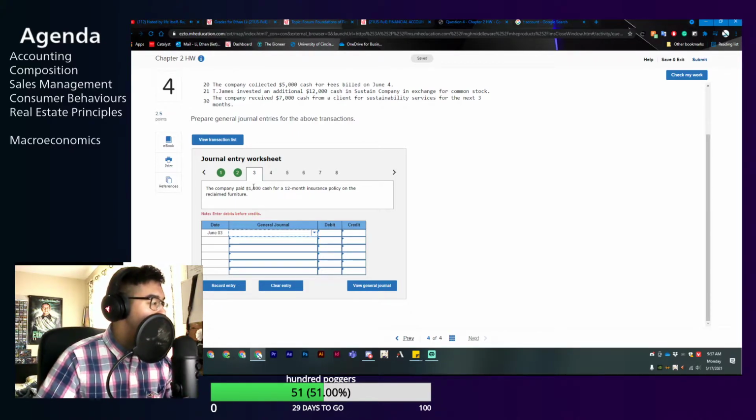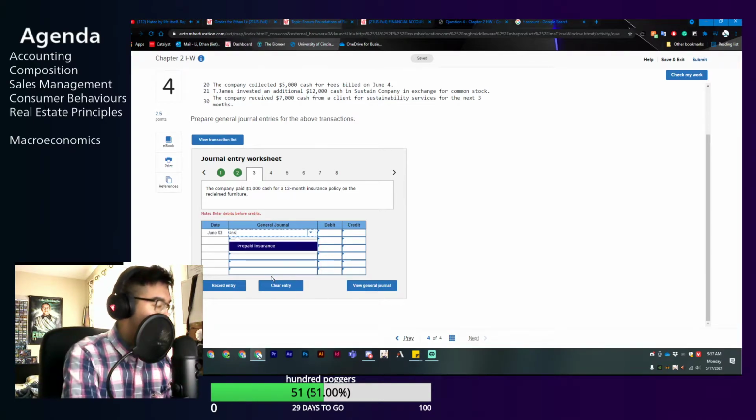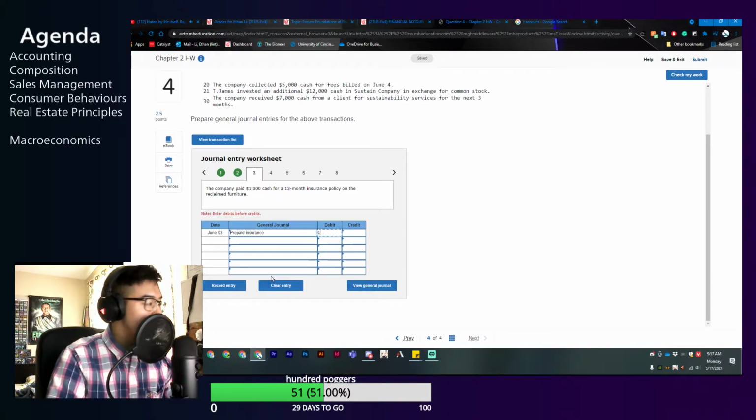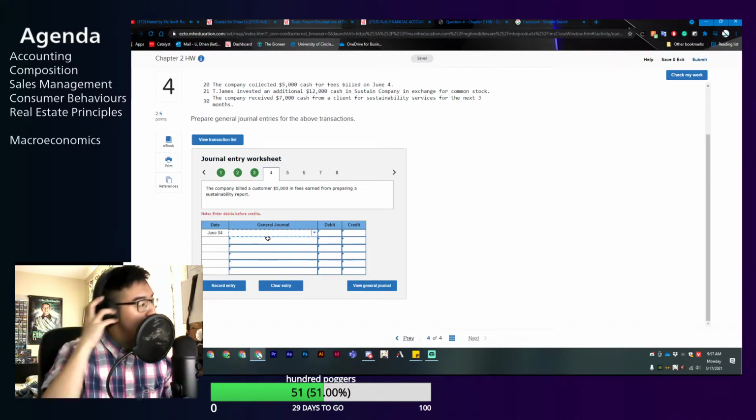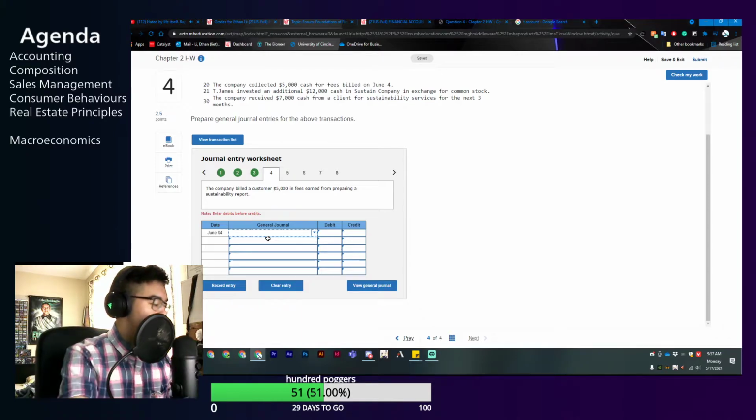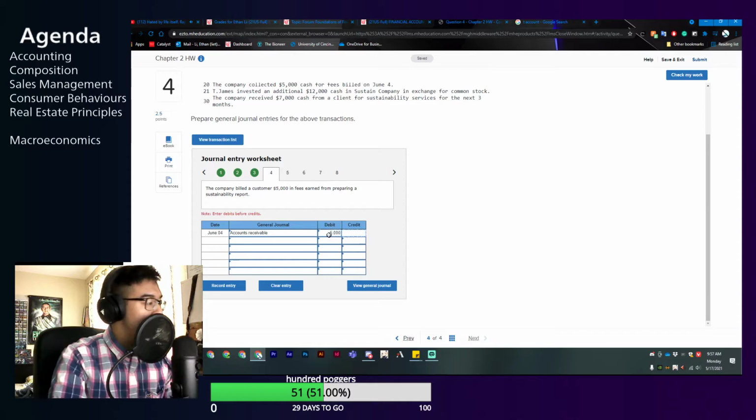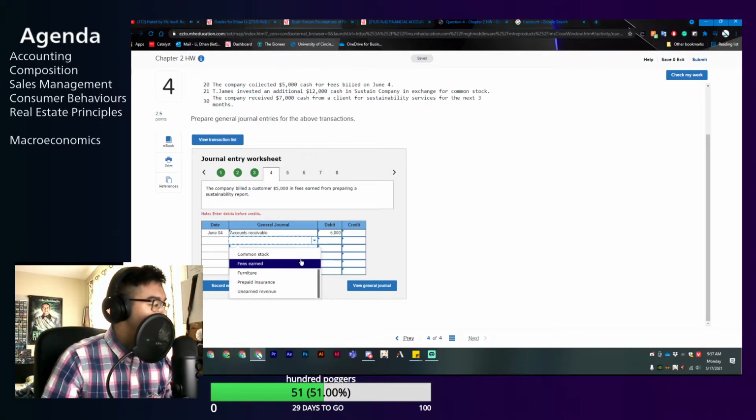Company paid for insurance, so they would get insurance. Debit of 1K. Cash. Billed the customer 5K in fees, so they would get, what, accounts receivable? No, that's not what I typed. Debits of 5K. Let's see. I guess would be fees earned.